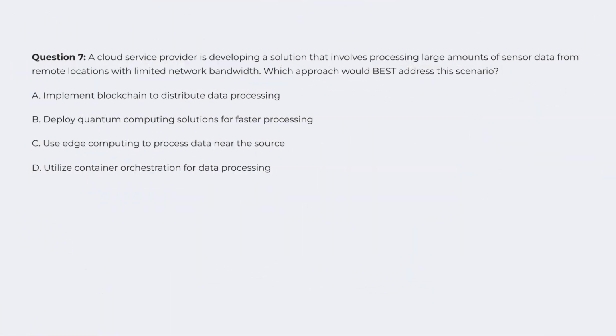environment. Question 7. A cloud service provider is developing a solution that involves processing large amounts of sensor data from remote locations with limited network bandwidth. Which approach would best address this scenario? A. Implement blockchain to distribute data processing. B. Deploy quantum computing solutions for faster processing. C. Use edge computing to process data near the source. D. Utilize container orchestration for data processing.